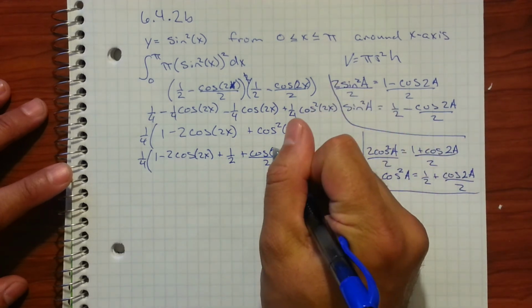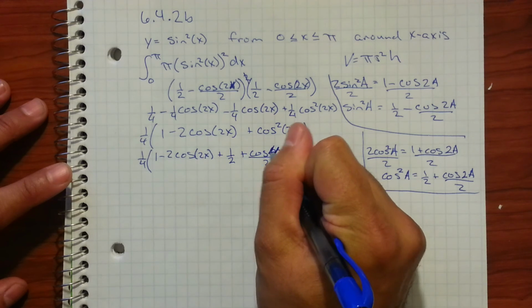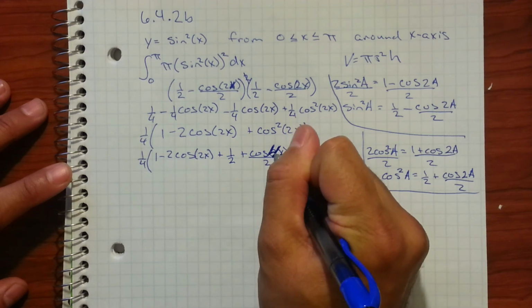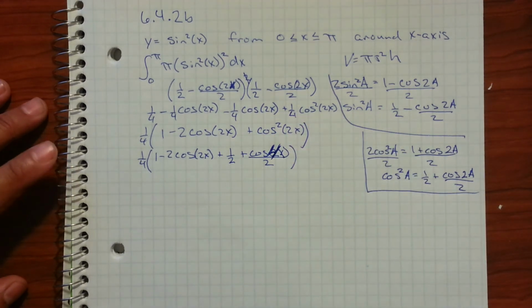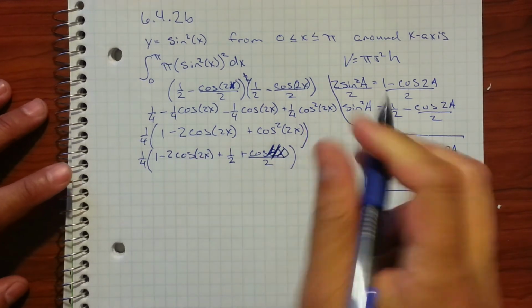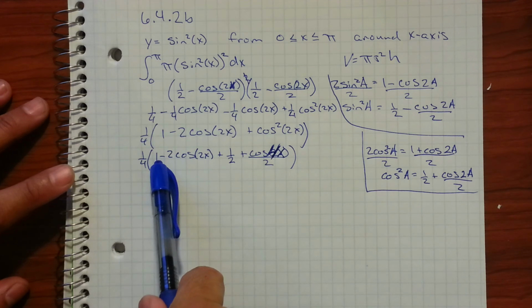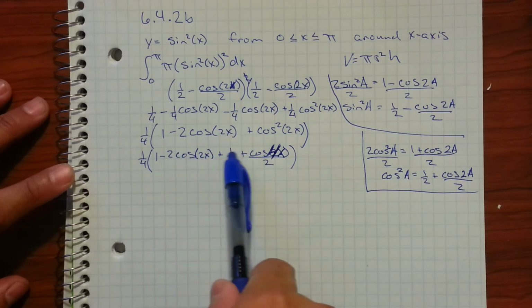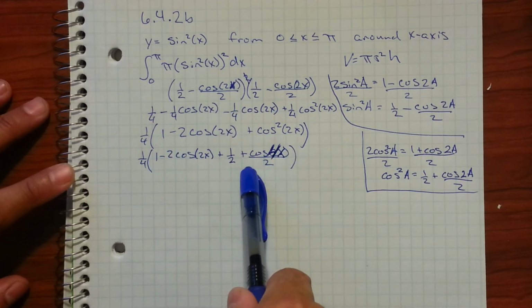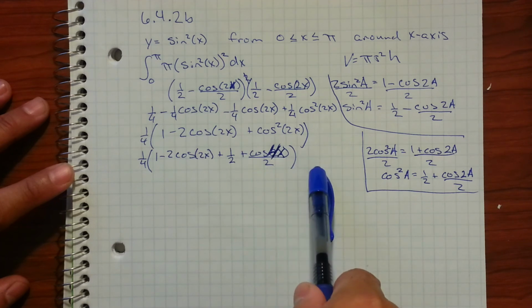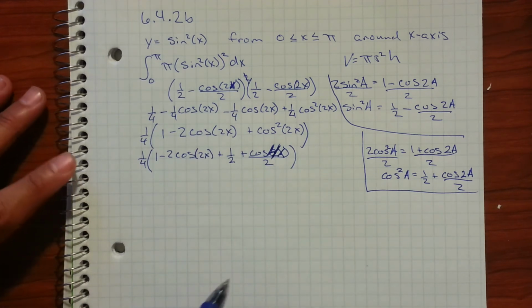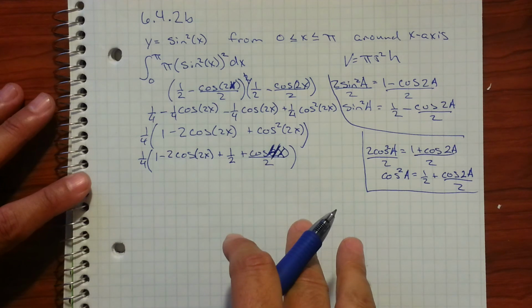So this is going to now be 4x. So 4x right there. My penmanship is terrible. I apologize. I'm sorry. Okay, so now I have 1 minus 2 cosine 2x plus 1/2 plus cosine 4x over 2. So now I could actually go ahead and clean this up a little bit.